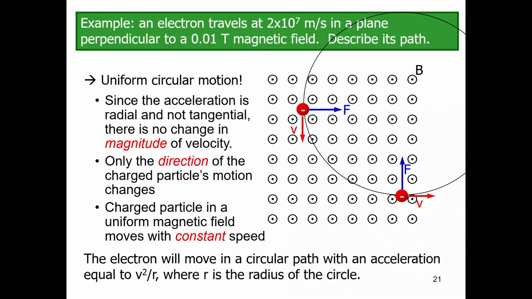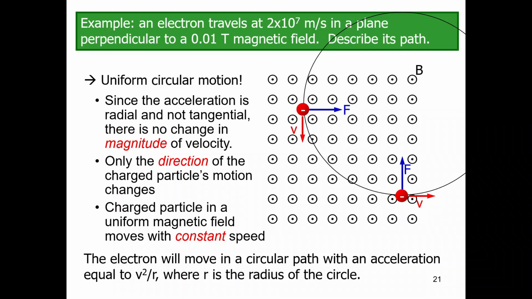There will be no tangential component, so you will have no change in speed. You can only have changes in speed if you have at least some component of your force in the direction of motion. So there's no component of force in the direction of velocity. There never will be. So magnetic forces can never cause changes in the magnitude of the velocity. It can only cause a change in direction. So charged particles will always move in circles with a constant speed.